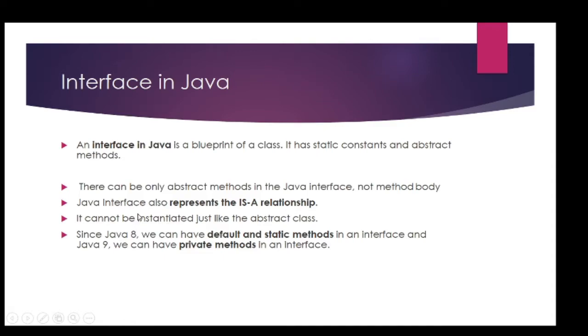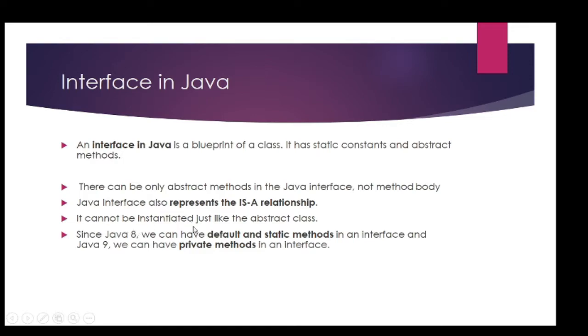The Java interface also represents the IS relationship. In Java there are two types of relationships. The IS relationship is parent to child, and the other is the HAS relationship, where one class holds another class as a variable. In Java, the interface is the IS relationship, parent to child.